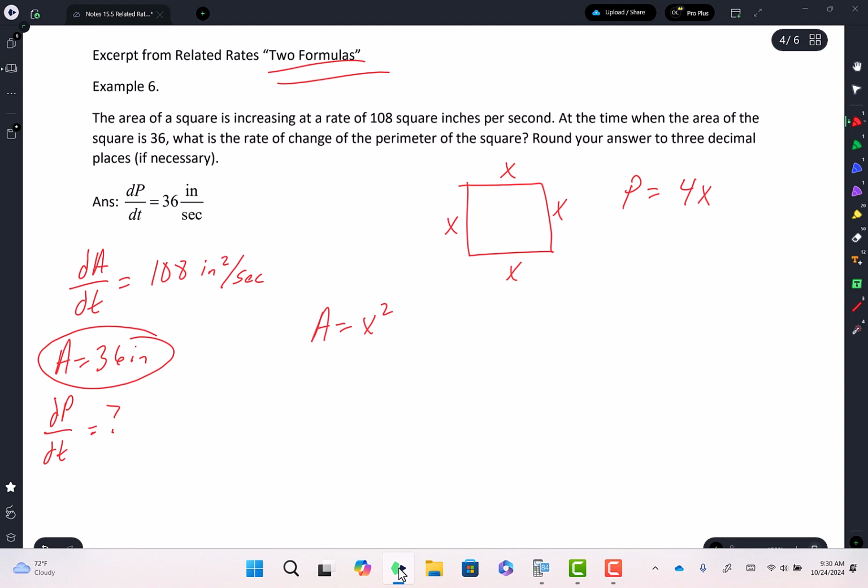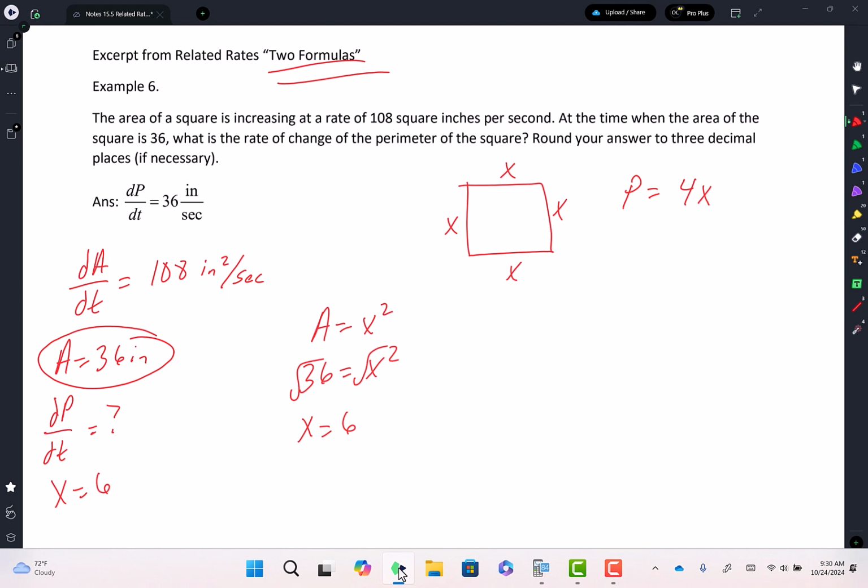I guess you can already see that it's 6, but I'll show you. 36 equals x squared, take the square root. X has to equal 6. So that's my side. Are we still okay? All right. So let's see. I think I got everything I need. I need x. What else do I need? dx/dt.